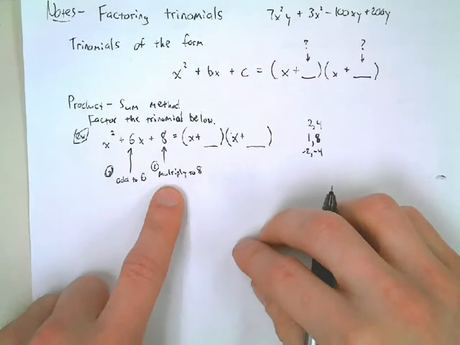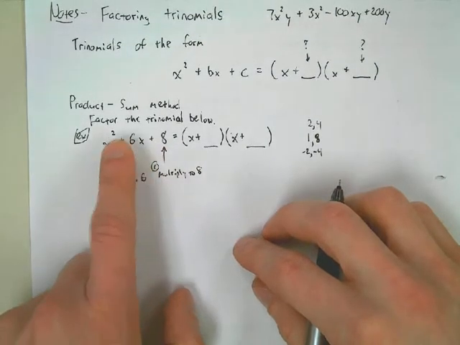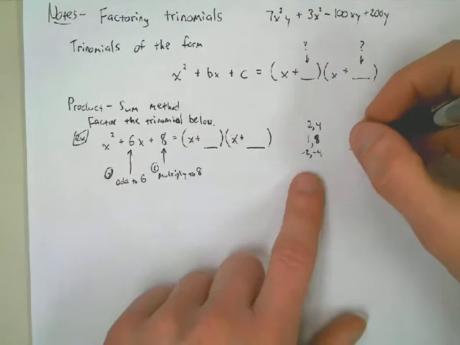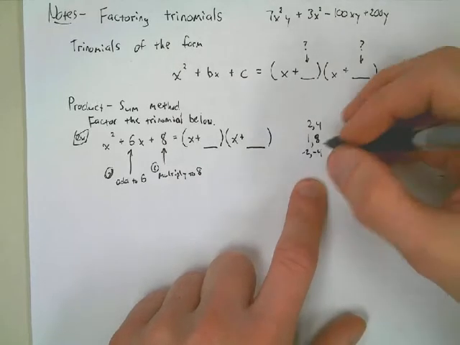Exactly, because there are fewer combinations that multiply to make this number than the combinations that add to make this number. There's one other combination I could put here that I'm missing. Negative 1, negative 8. Exactly right.